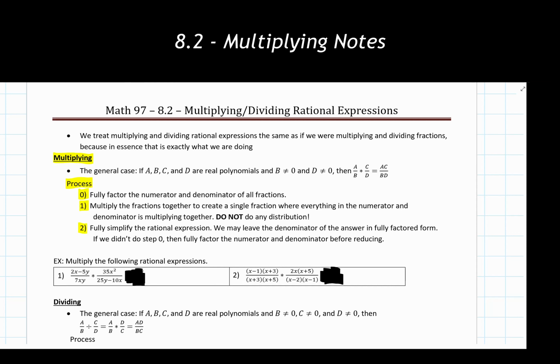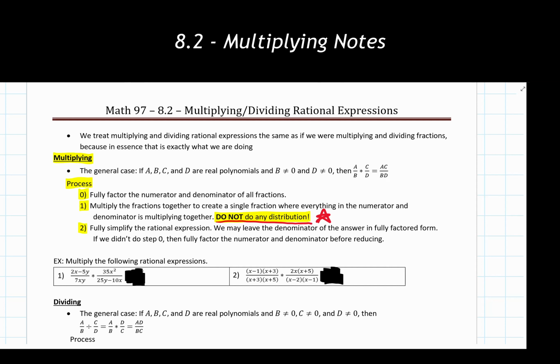Step 1 is then telling us, I'm going to multiply the fractions together to create a single fraction where everything in the numerator and denominator is multiplying together. It should be noted here, you want to circle, underline, star, highlight, whatever it may be: absolutely do not do any kind of distribution when you're doing this step. The entire goal of step 1 here is to, instead of having things written as two fractions, have it written as one single fraction, essentially creating an 8.1 problem.